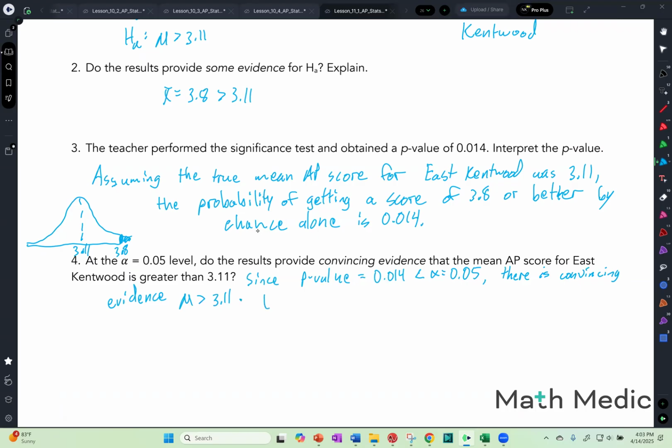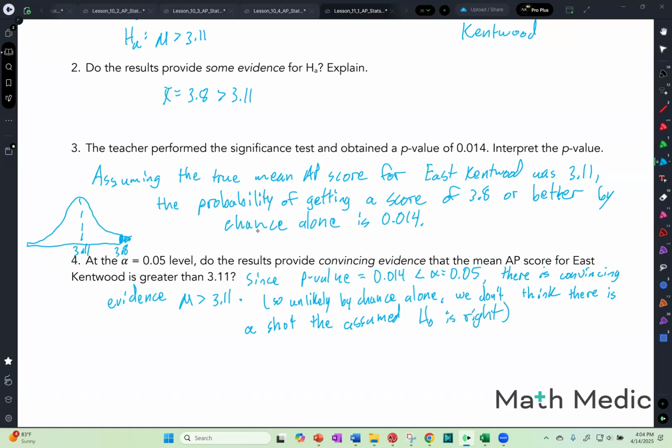The idea again is that it is so unlikely by chance alone. We don't think there is a shot the assumed null hypothesis is right. That's why we reject it.